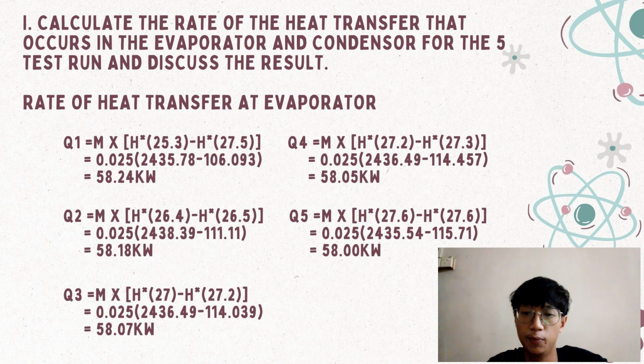The rate of heat transfer at the evaporator, Q, can be calculated by the formula Q = m ΔH, where m equals 0.025 kg per second and ΔH is the change of enthalpy that can be found in table A4 of the steam table. From the calculation, we found that QL1 equals 58.24 kW, QL2 equals 58.18 kW, QL3 equals 58.07 kW, QL4 equals 58.05 kW, and lastly QL5 equals 58 kW.